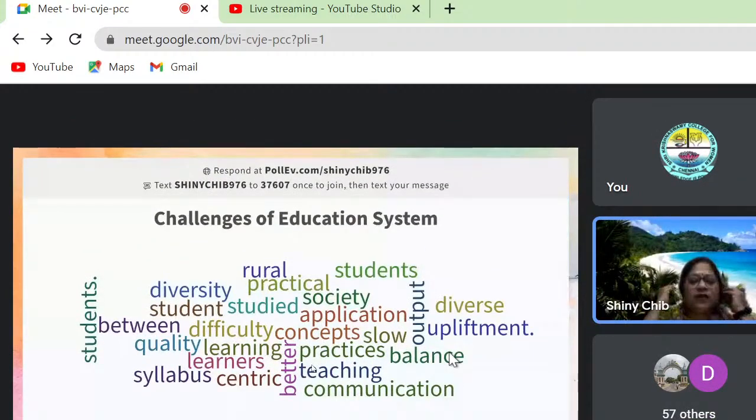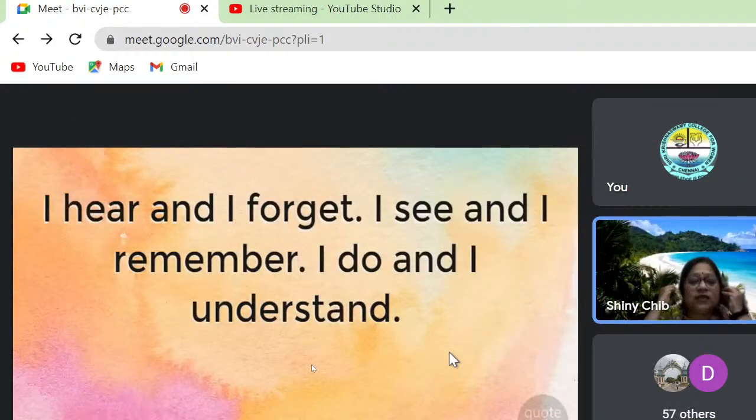Let us see. I hear and I forget. I see and I remember. I do and I understand. So when we say outcome-based education, when we say Bloom's taxonomy, it basically focuses on learning while participating.